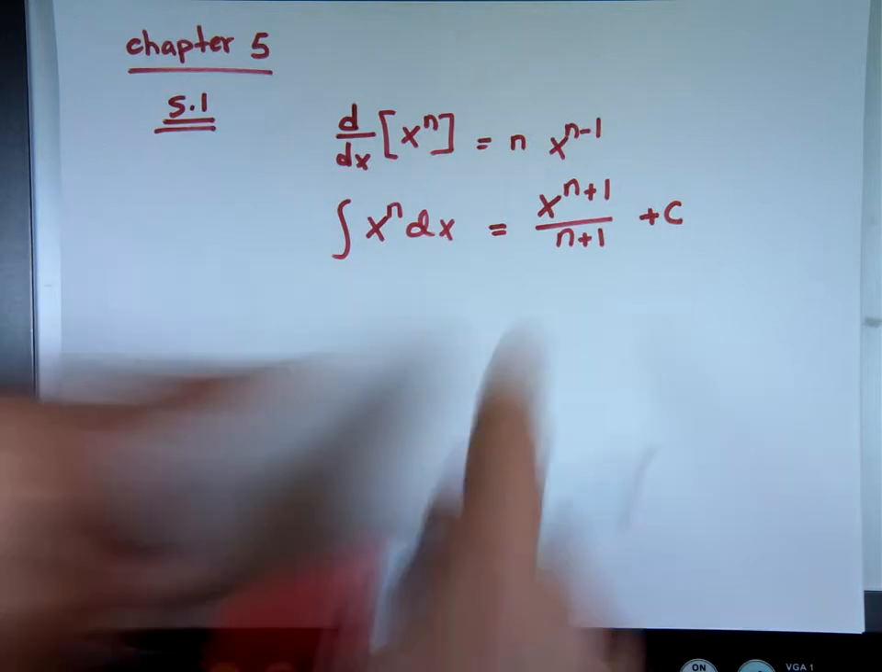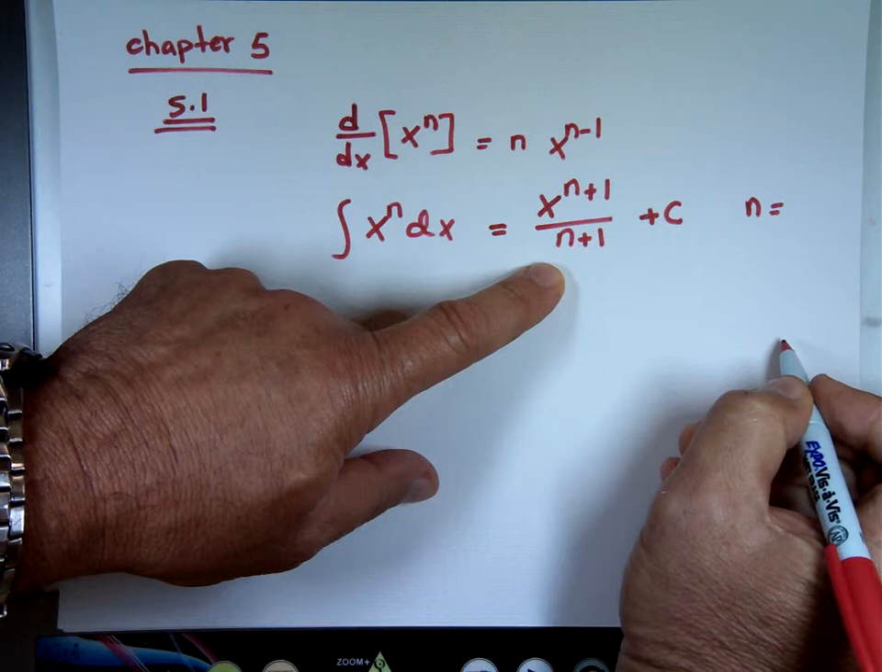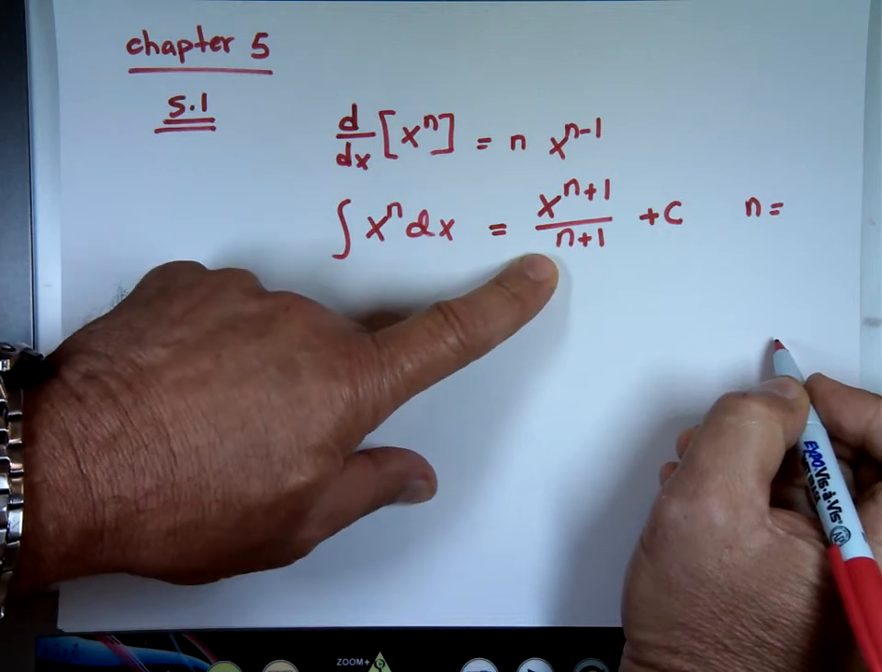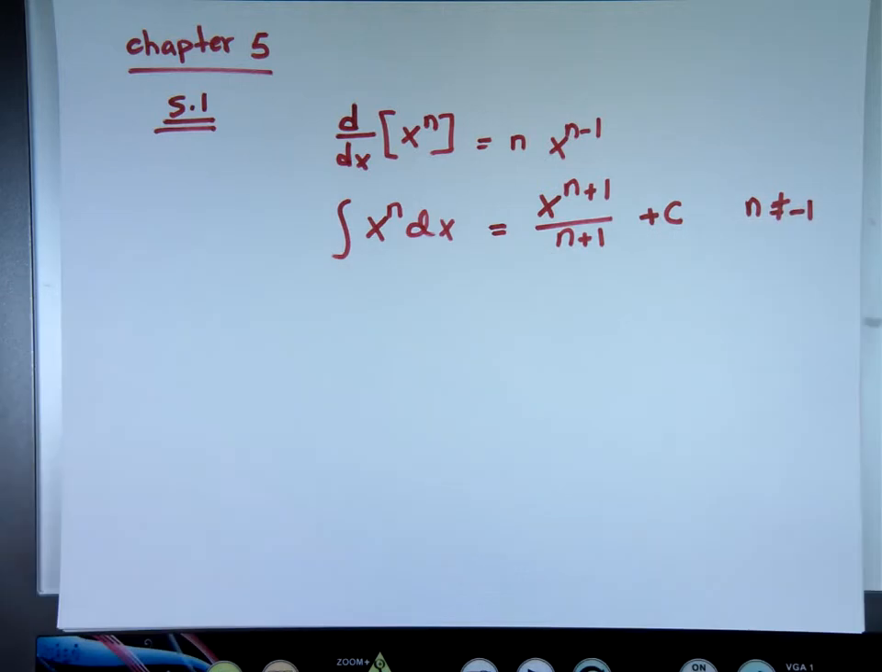The only problem with this is that it does not work if n equals what? n plus 1 is 0, so n would have to be negative 1. That's the only time you can't use it, when n equals minus 1, because if it's minus 1, you're dividing by 0.